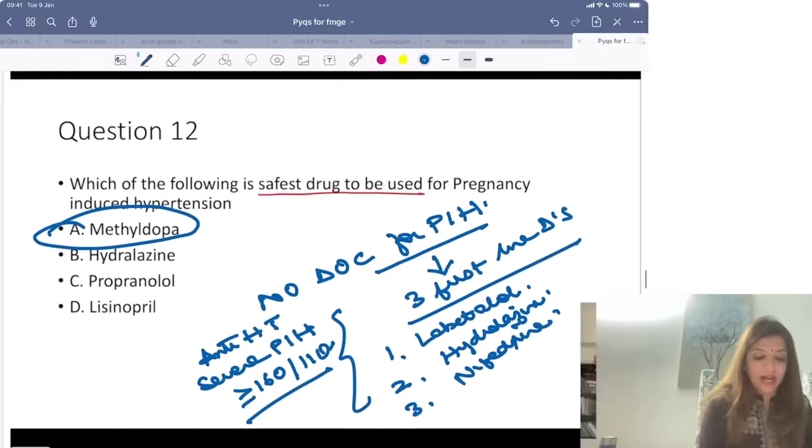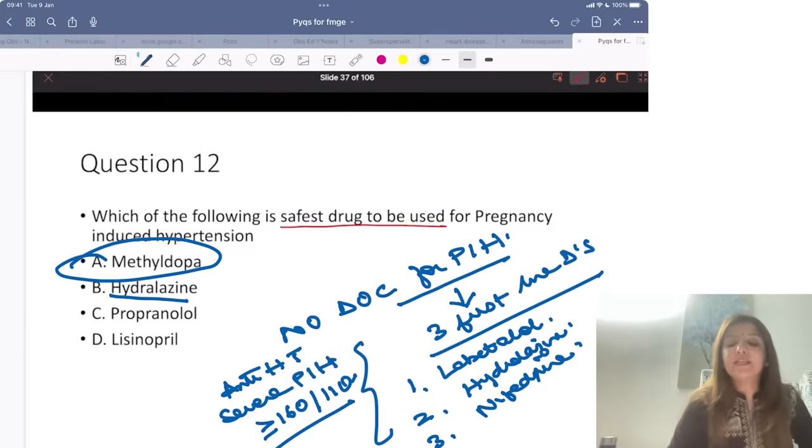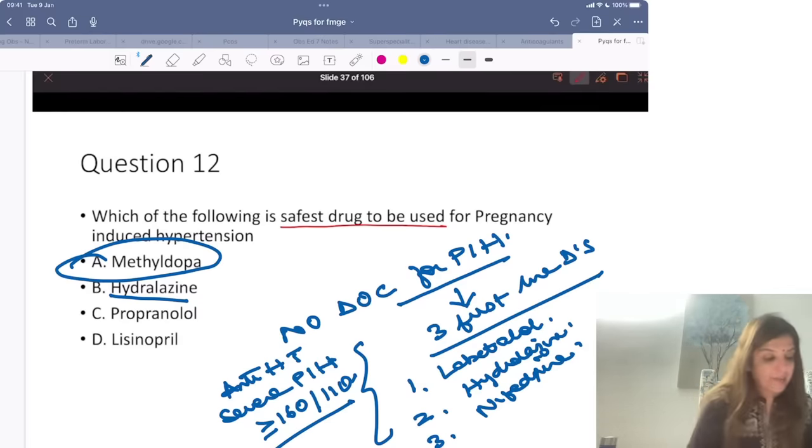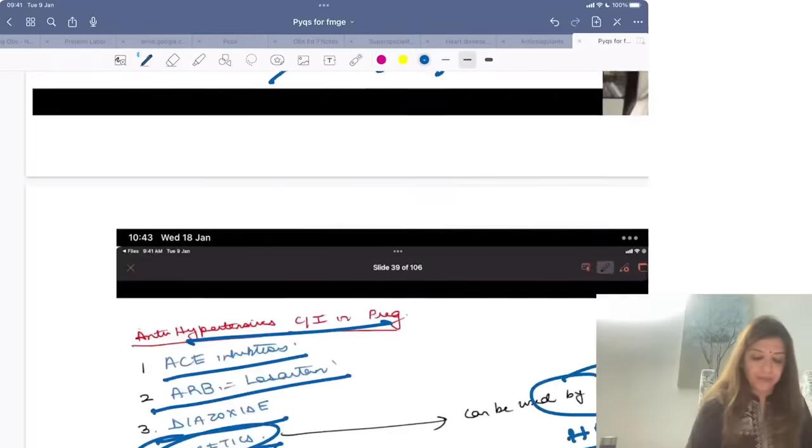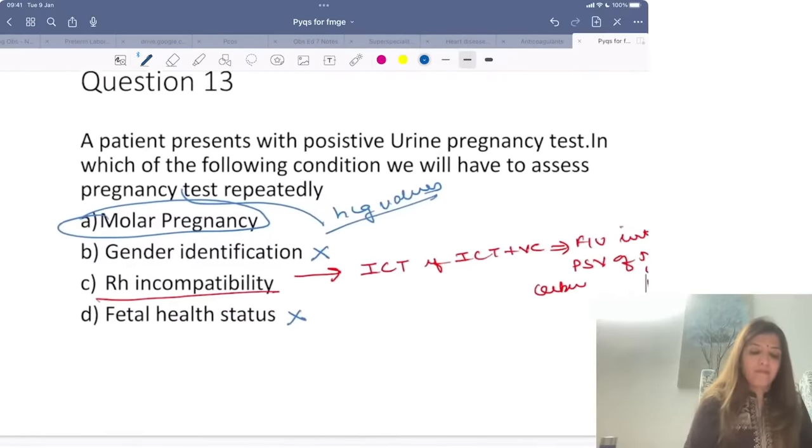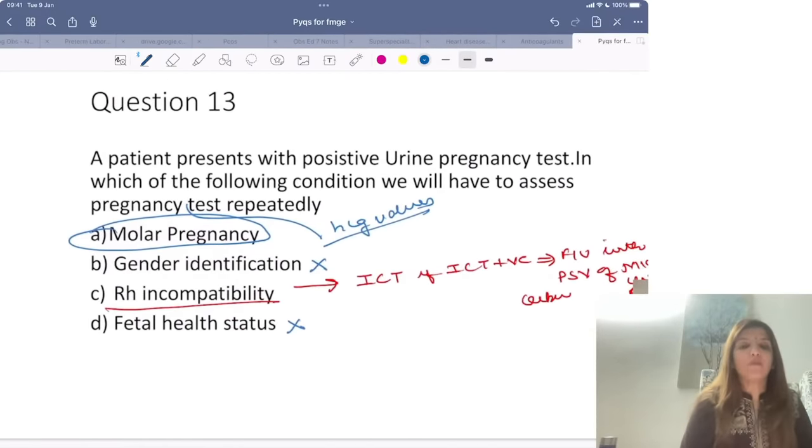Why is the answer not hydralazine? See, hydralazine is not the answer. The answer is methyl dopa. That is how the studies have shown. Methyl dopa is one of the safest drugs to be used in pregnancy as an antihypertensive. Right? Okay. Then, a patient presents with a positive urine pregnancy test.